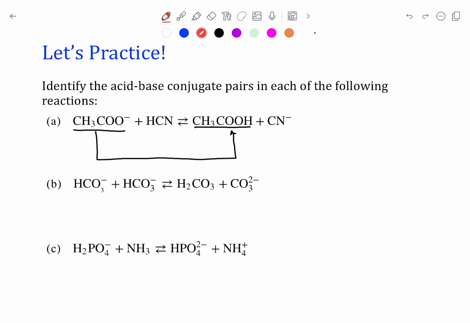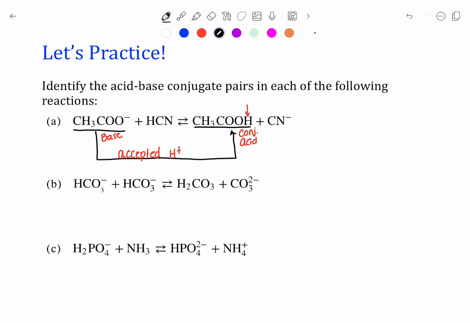So this accepted a proton, meaning that CH3COO- was the base, and CH3COOH is going to be the conjugate acid. It now has a hydrogen that it can give up and act like an acid if it were used in another reaction.